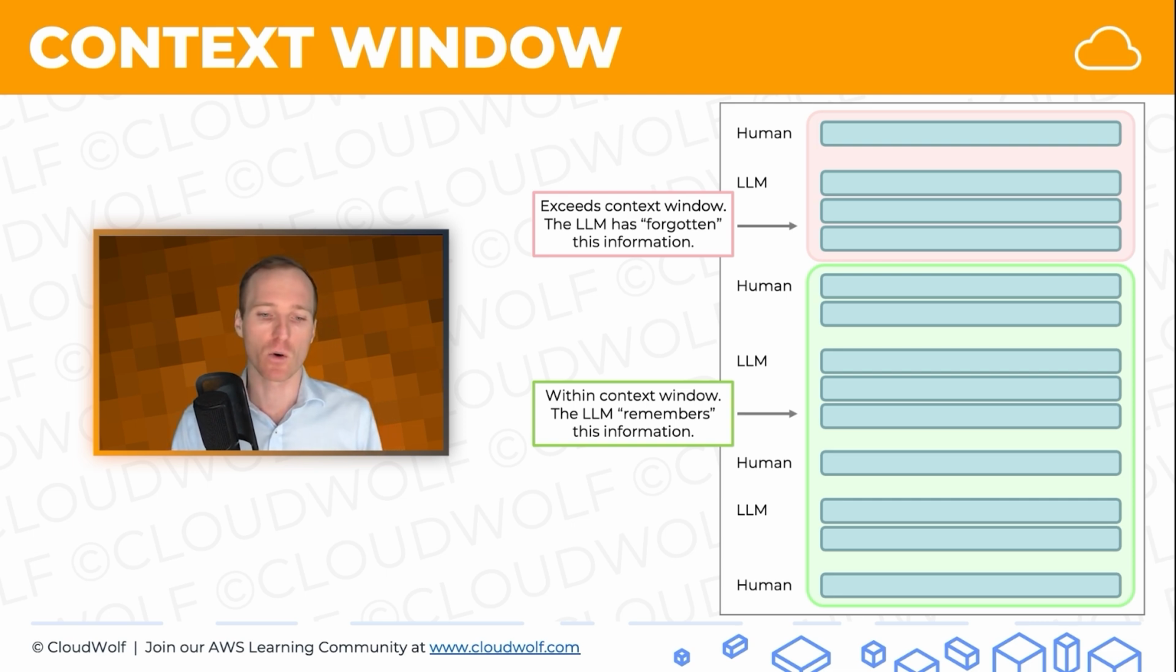Now, context windows can be higher for some models and lower for others. The higher the context window, of course, the more flexible and versatile the model becomes, but at the same time, it becomes more expensive to pre-train the model. So that's why there's this limitation.